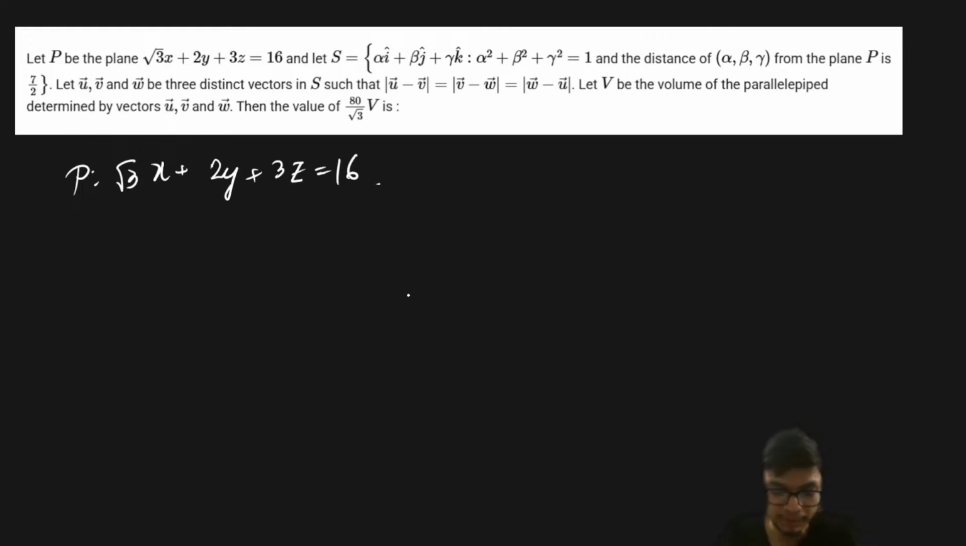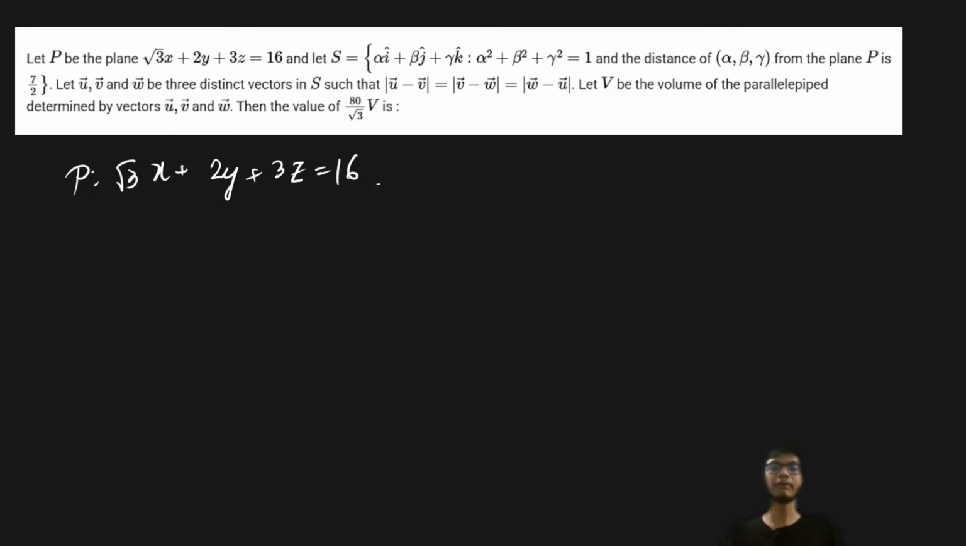The next problem is a very interesting problem. If you look at the problem, the way it was asked was really worth appreciating. First and foremost, there is a plane P given by the equation root 3 x plus 2y plus 3 times z is equal to 16. Now let set S denote a particular relation, that is alpha square plus beta square plus gamma square equals 1, and the distance of alpha, beta, gamma from the plane is a constant distance.